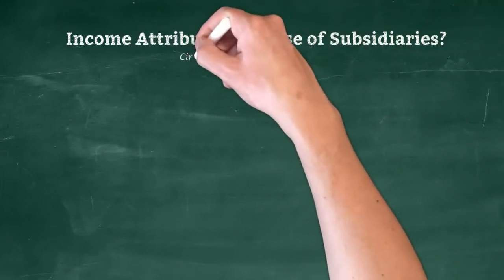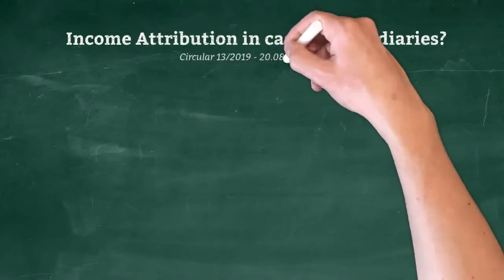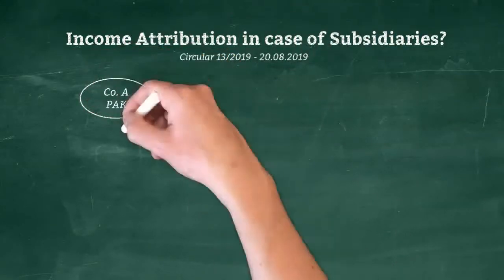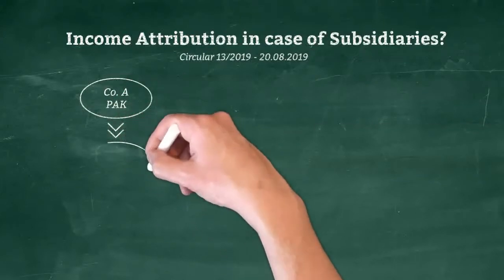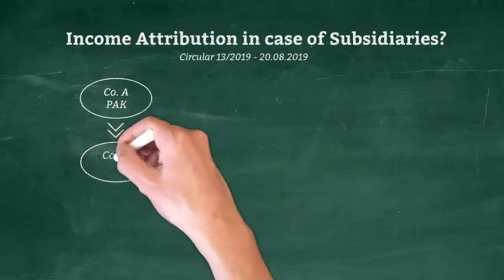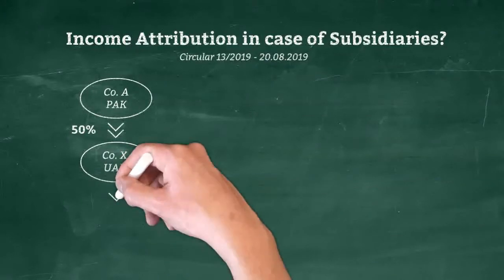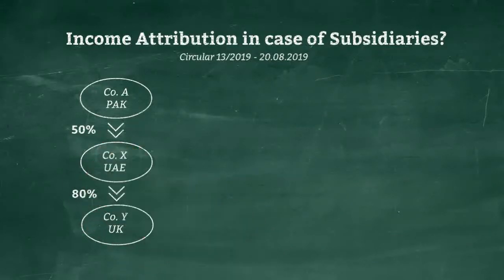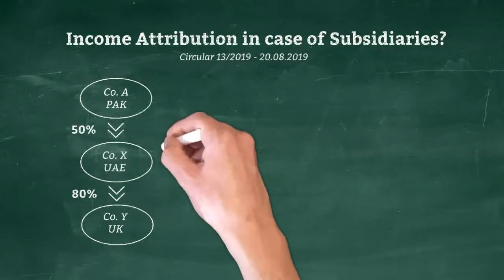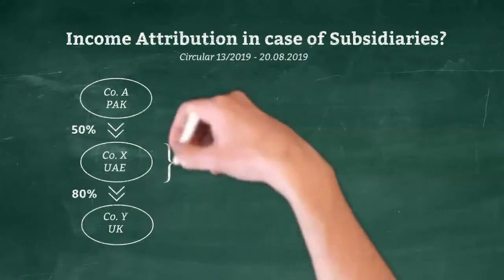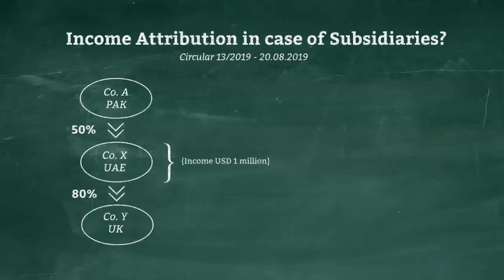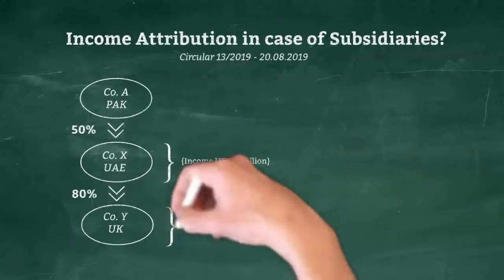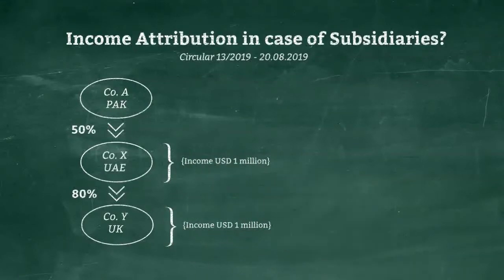Let's discuss the income attribution in case of subsidiaries. Company A in Pakistan has shareholding in Company X in UAE to the tune of 50%, and Company X holds shareholding in Company Y situated in UK with 80% shareholding. Let's assume Company X earns income in a tax year amounting to $1 million and the subsidiary Company Y earns income of $1 million as well in the said tax year.